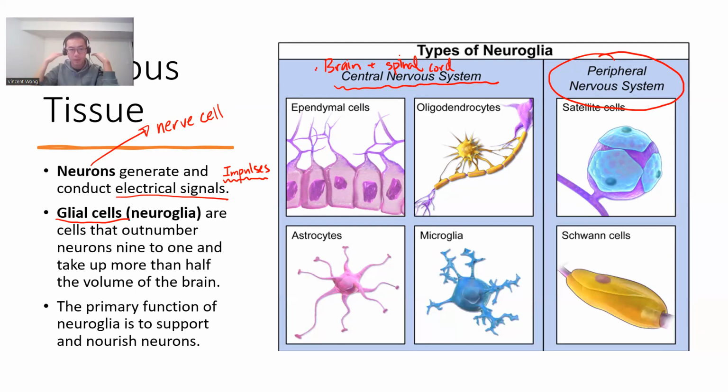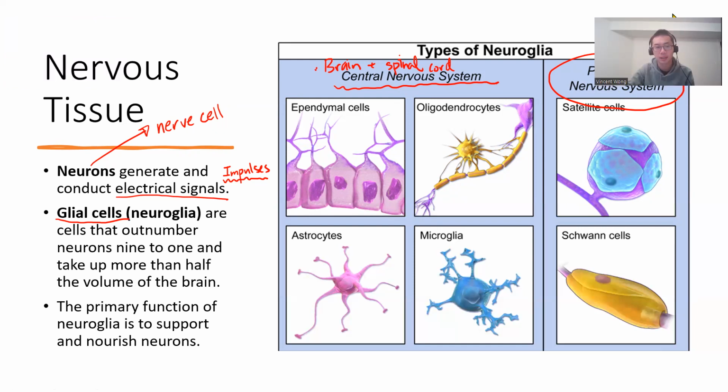So brain and spinal cord, central nervous system. All these things extending out from it will be part of the peripheral nervous system. So again, we'll talk more about that later on.